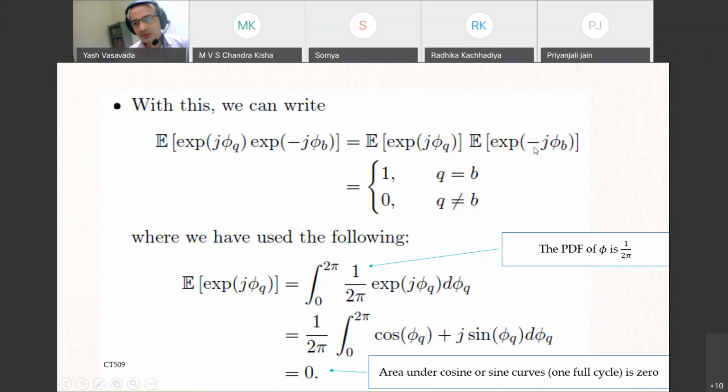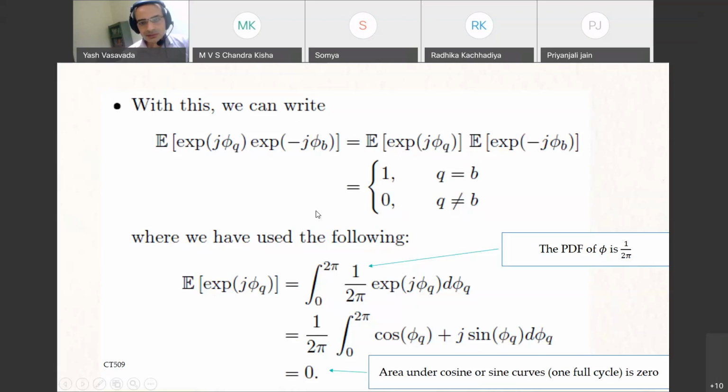When q is equal to b, obviously what happens is, I don't even have to go to this side of the equality. This part here itself becomes 1. You can see that when q and b are the same, this product becomes constant 1. And expected value of a constant remains the same constant, and so that is how I got this one over here.